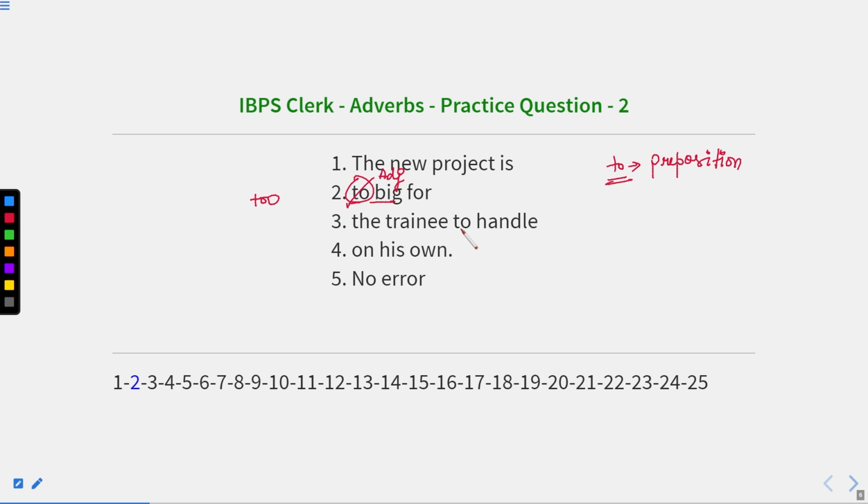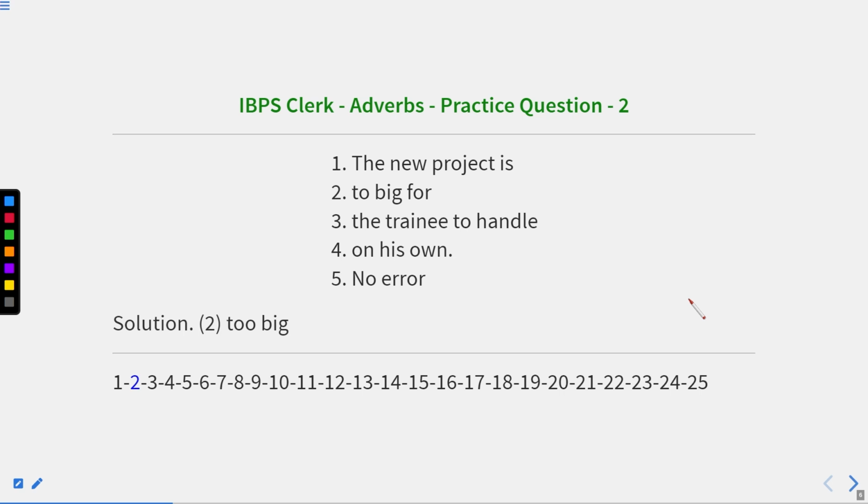Also, if it is written "too" and "to", "too" and "to" always make the sentence negative. It means the project is so big that the trainee cannot handle it on his own. So both of these, "too" and "to", make a phrase that makes the sentence negative. After "too" we basically have an adjective, and after "to" we have a verb, and this makes the sentence negative, whereby this quality is not there in the person, therefore this cannot be done. So this is actually a negative pattern.